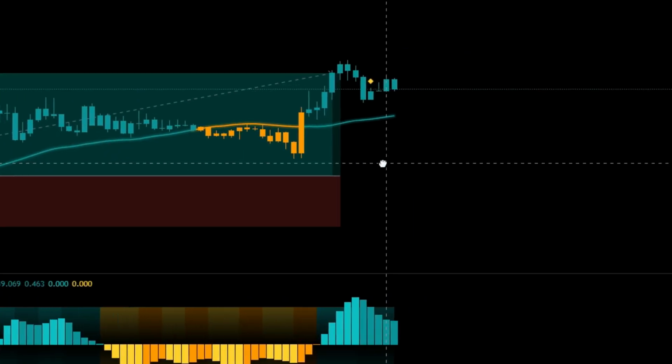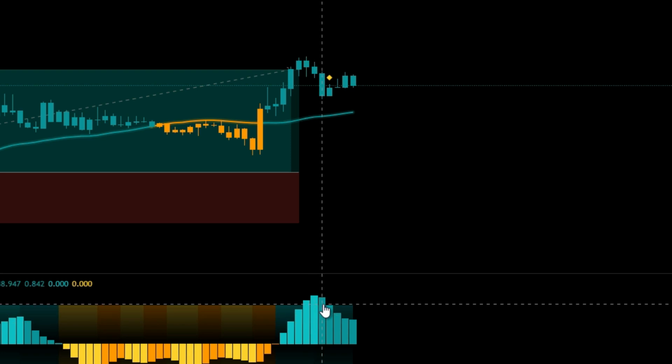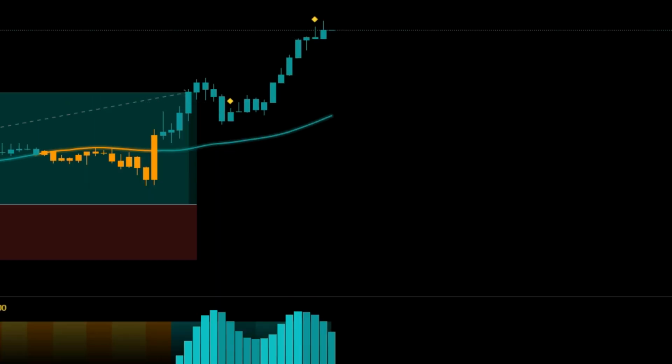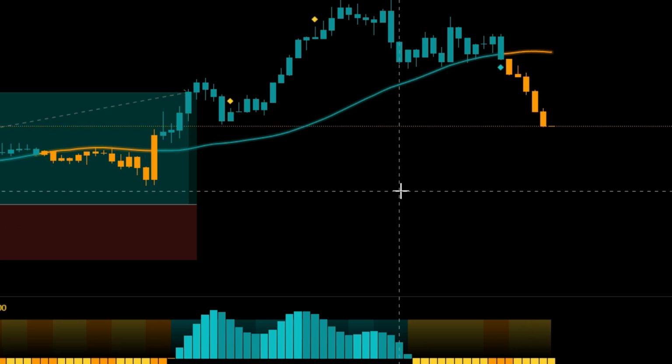Moving on to the next example. Over here, the bullish histogram has gone above the buffer zone. The next move presents itself in the form of a bearish histogram and a yellow candle. That means to go short.